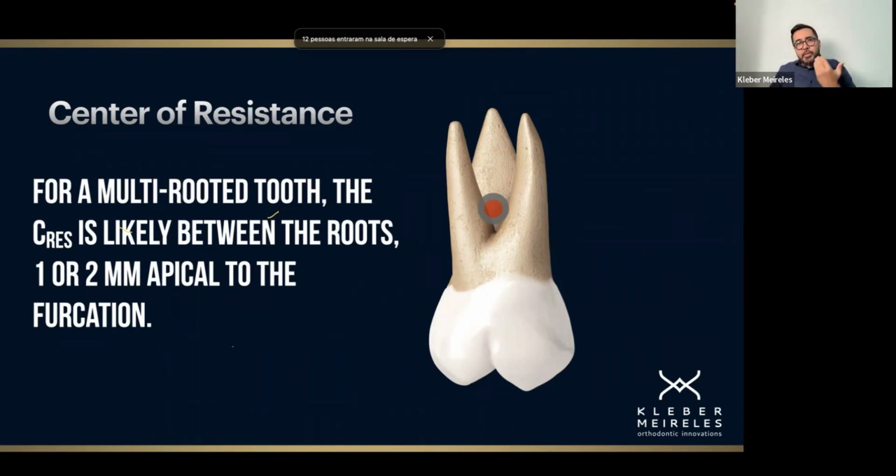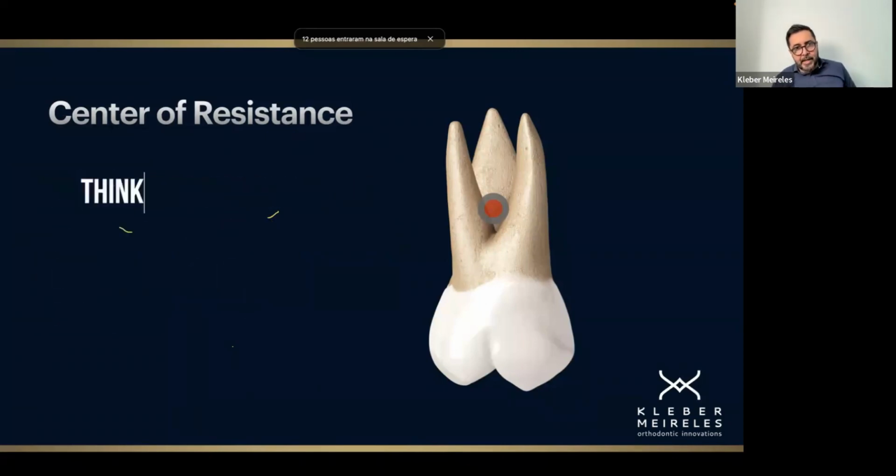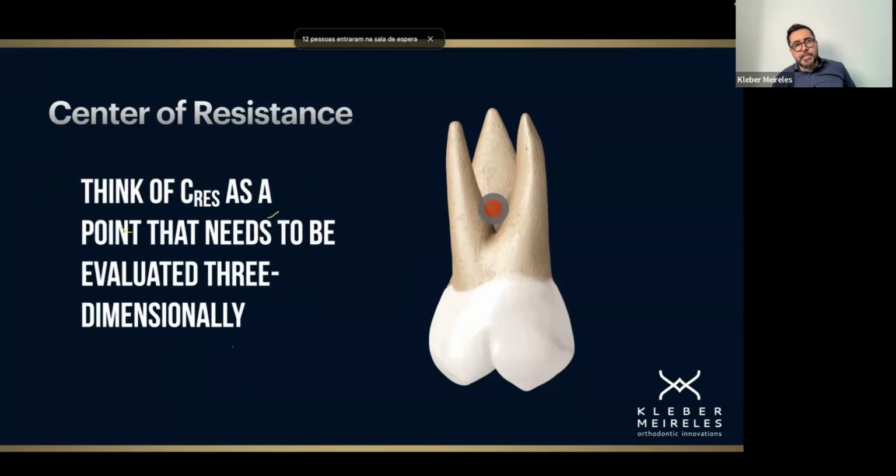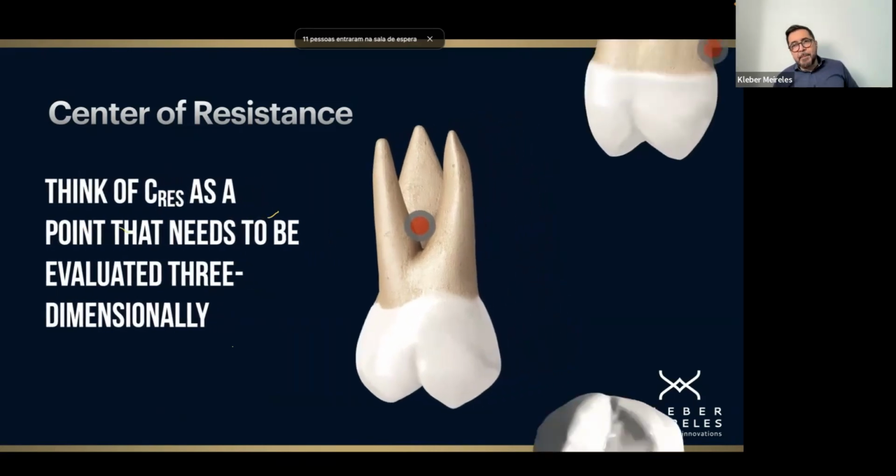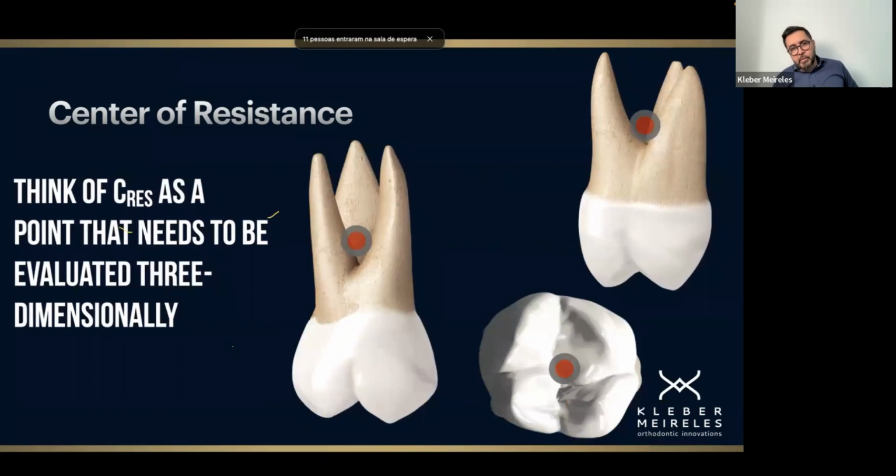You need to see the center of resistance as a tridimensional structure. So for a multi-rooted tooth, the center of resistance is likely between the roots, 1 or 2 millimeters apical to the furcation. But again, think of the center of resistance as a point that needs to be assessed three-dimensionally. Three-dimensionally, meaning occlusal view, first order, lateral view, second order, or inclination, third order. So everything must be considered.